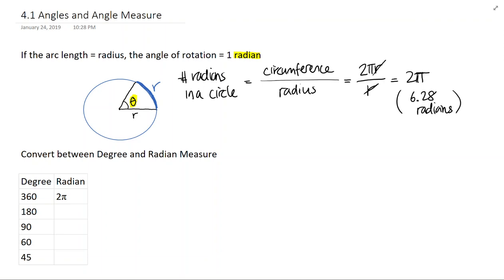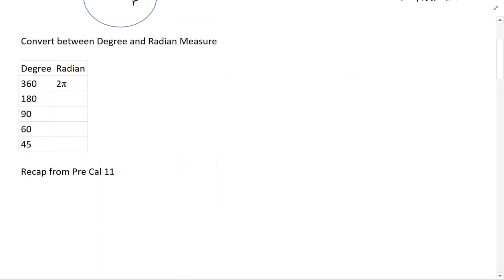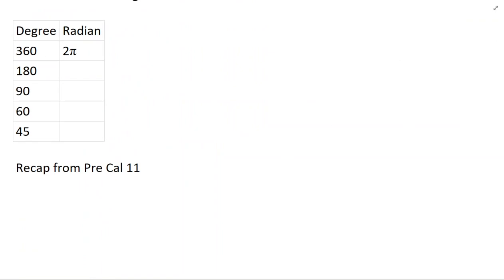So radian is basically just another way to measure angles. It's just another unit for measuring angles. And from before, we've already used degrees very frequently to measure angles, or we're very used to using degrees to measure angles. And now we're given a second option. So I'm going to zoom in here.